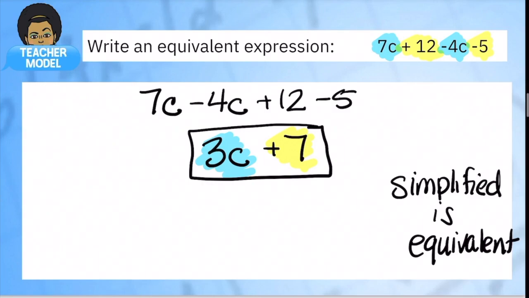So you're going to get a lot more practice in this lesson. Remember to think about your like terms. I like using highlighters to identify them and then rewriting the problem so that the terms are right next to each other. It just makes it easier for us to add and subtract them.